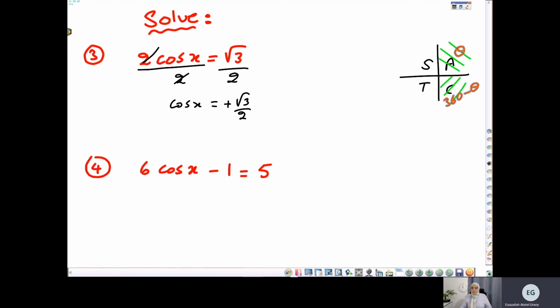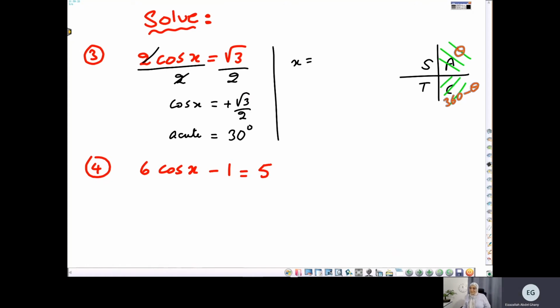So we need to find the acute angle first. Remember, I have a system. First of all, I find the acute angle. I don't rename it anything. Okay? Shift cosine square root of 3 over 2. Wow, it's a famous angle. It's 30. Good.